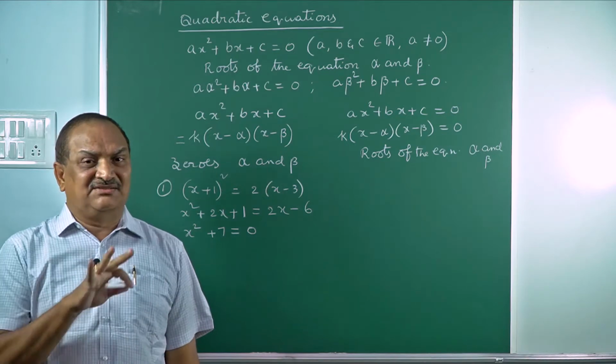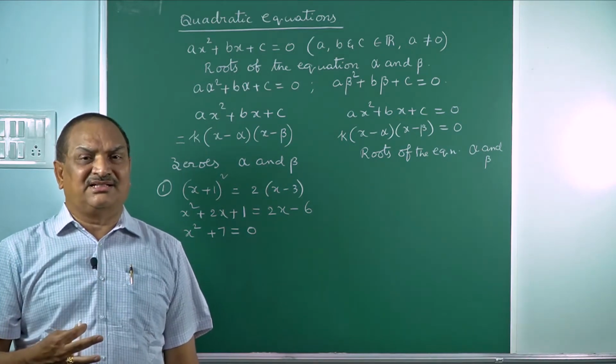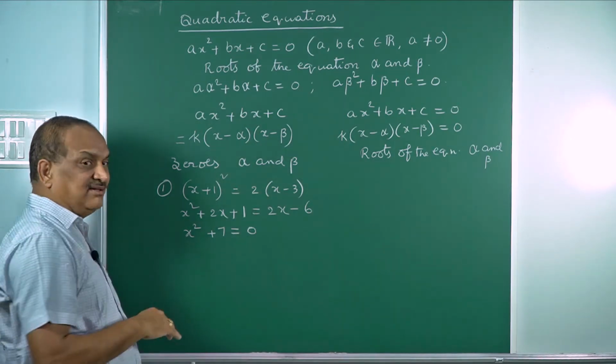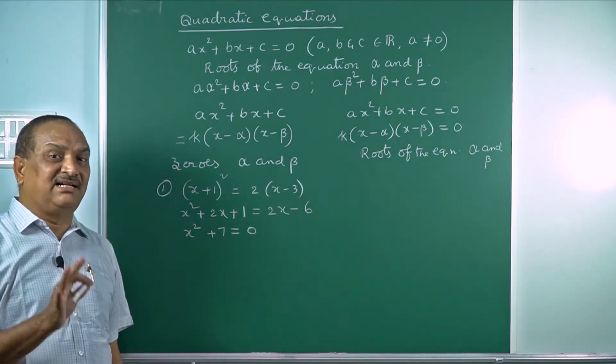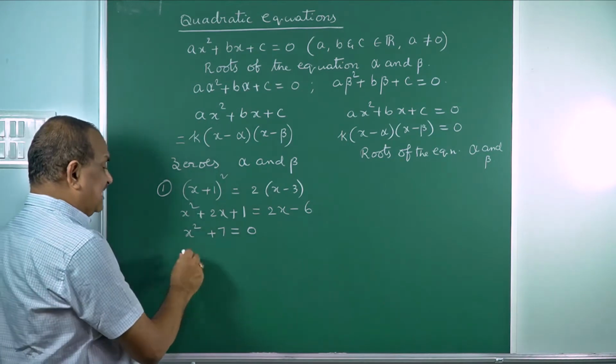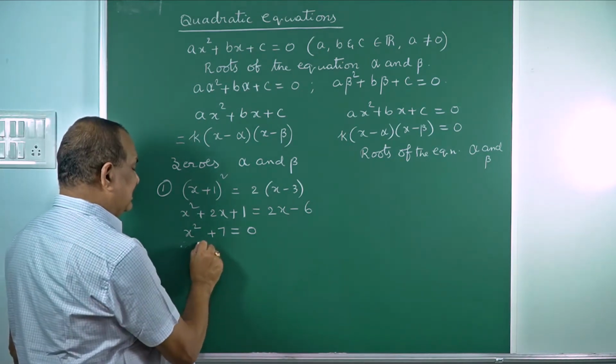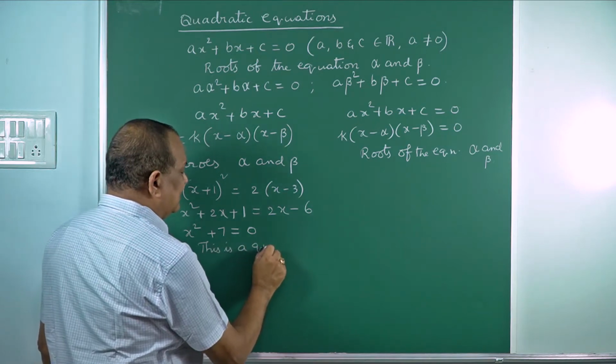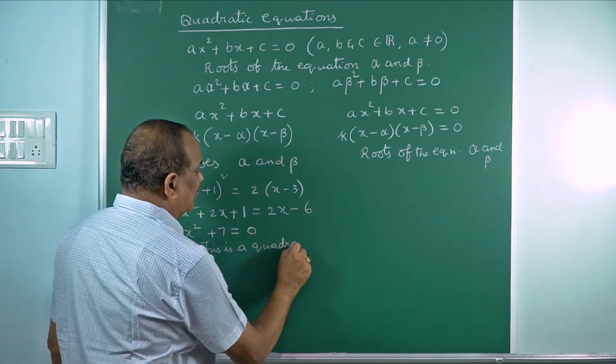The question is very simple. Is it a quadratic equation? So the answer is yes, because the x term may not be there. Don't bother about that, but the x square term is there. You got 1x square, and therefore this is a quadratic equation. There is no problem for this.